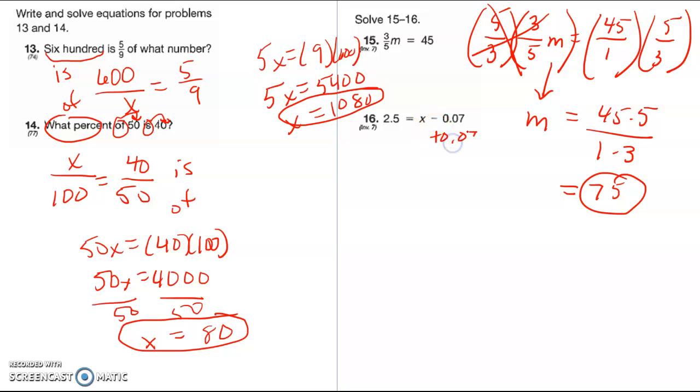Here I'm going to add the 0.07. The x comes down, equals 2.57.